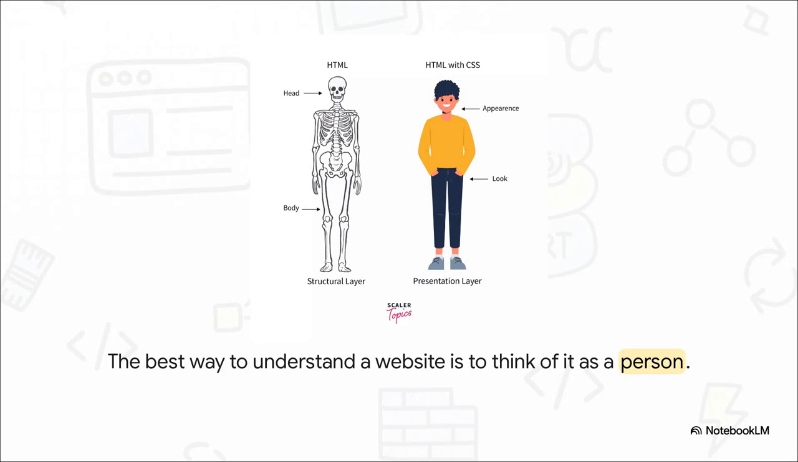Okay, probably the easiest way to wrap your head around all this is with a simple analogy. Think of a website as a person. Seriously, it has a skeleton for its structure, it has clothes and a unique style for its appearance, and it has a brain and muscles that let it do things. Just keep that idea in your head as we go through this.